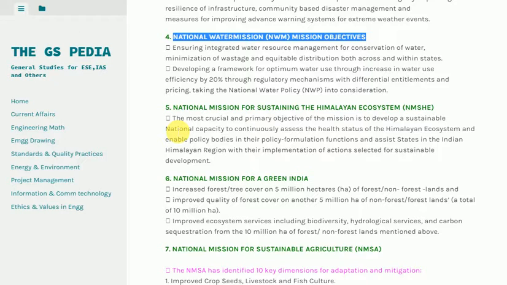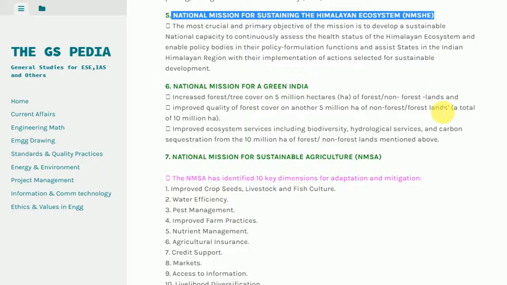5. National Mission for Sustaining the Himalayan Ecosystem (NMSHE). The most crucial and primary objective of the mission is to develop a sustainable national capacity to continuously assess the health status of the Himalayan ecosystem and enable policy bodies in their policy formulation functions and assist states in the Indian Himalayan region with their implementation of actions selected for sustainable development.